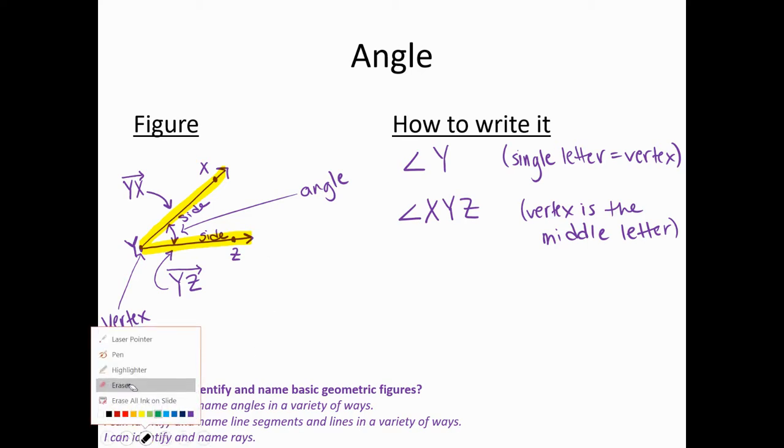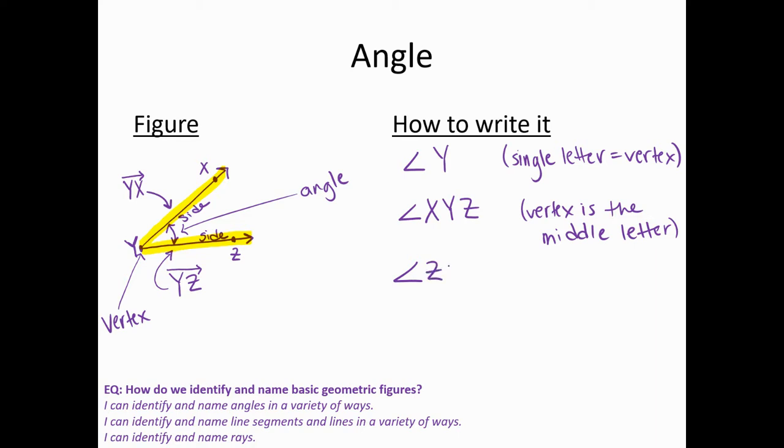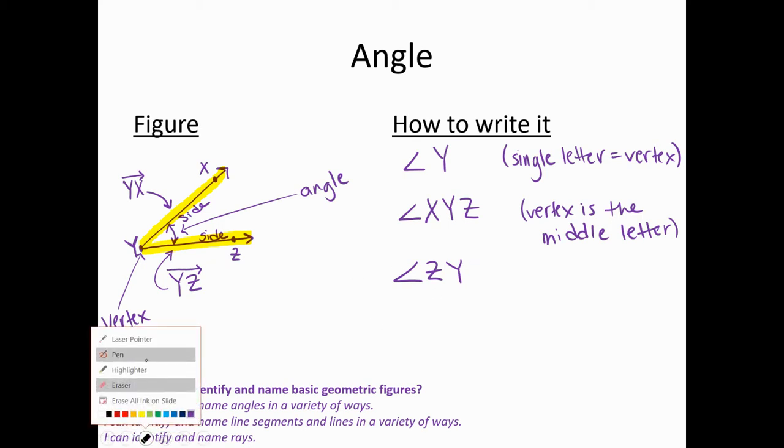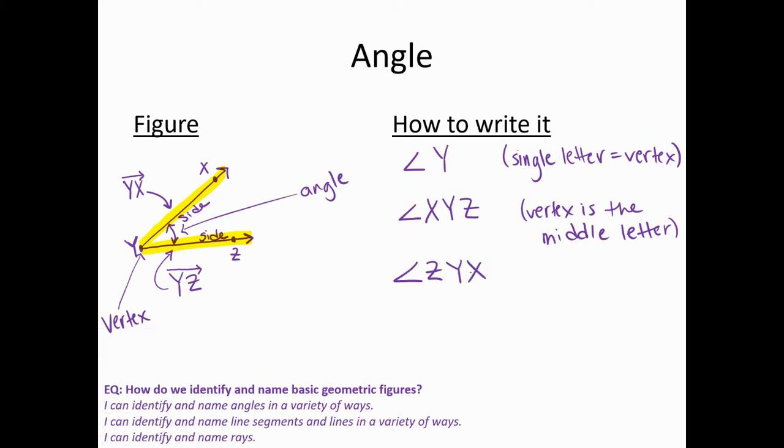And then you could do it in reverse. So you could start at Z and then go to Y and then to X. There we go. And so that would also give you that same angle. And again, I'm going to prove it to you. Let's go to our highlighter here and I'm going to trace it. So from Z to Y to X. So those are all ways that we can name the angle.